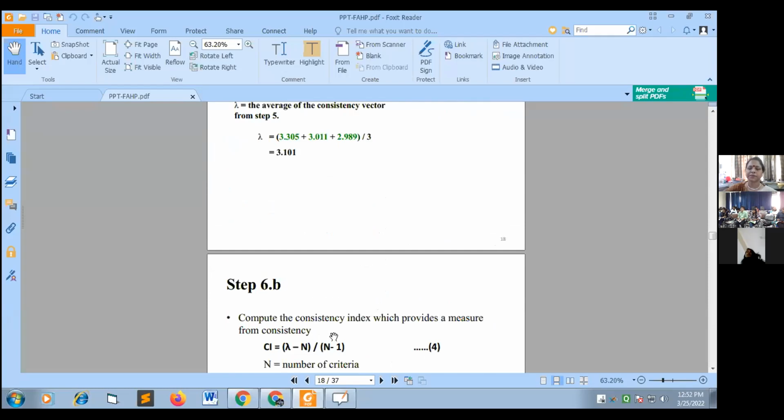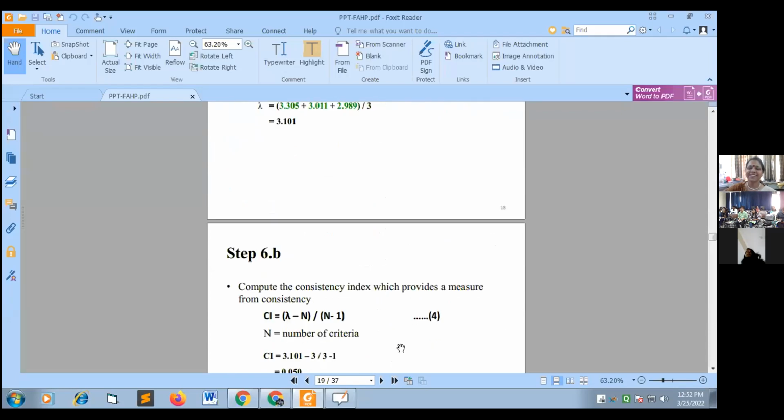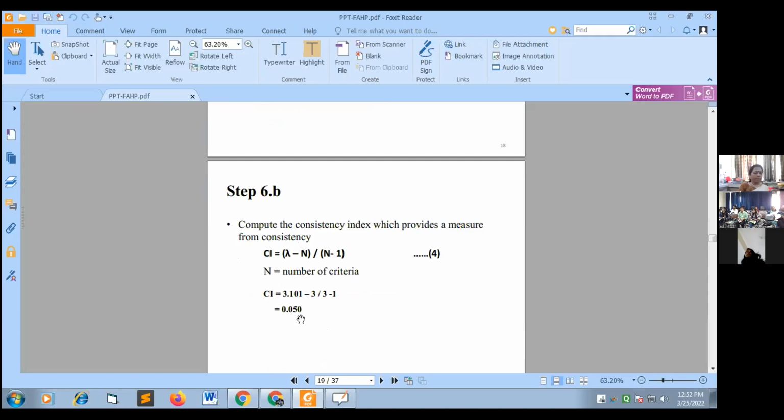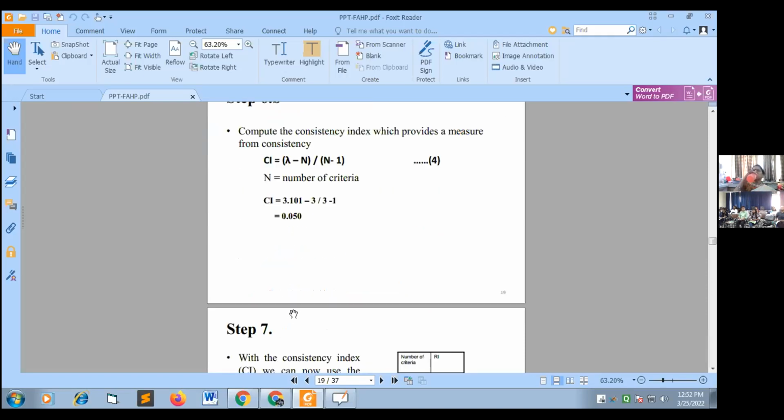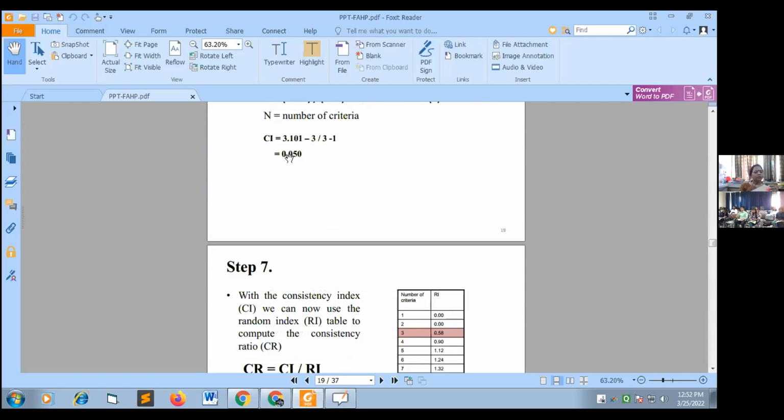To compute the consistency index, which provides a measure of consistency, CI equals lambda minus n upon n minus 1. This is the formula for consistency. Here n is the number of criteria. So CI here is 0.050. With this consistency index, we can now use the random index. The total number of criteria here is 3. So the random index RI here is 0.58.